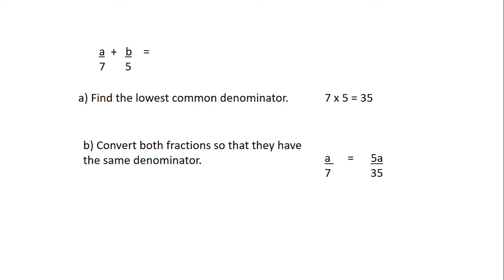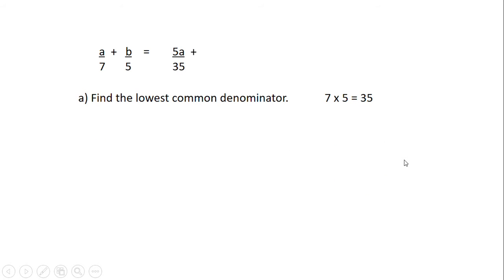So all we've got now is we've got a over 7 plus b over 5, but the exact same principle applies. Okay, our lowest common denominator is going to be these two numbers multiplied together, 35. We're changing a over 7 into a fraction over 35. Okay, so we're multiplying both of those by 5. A over 7 turns into 5a over 35.